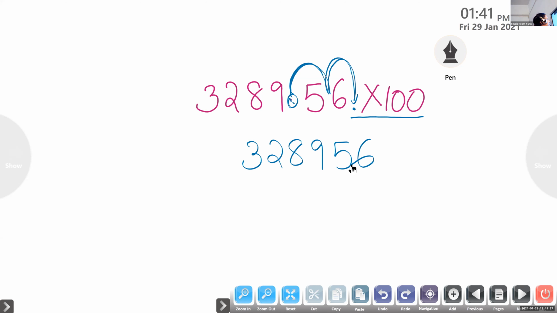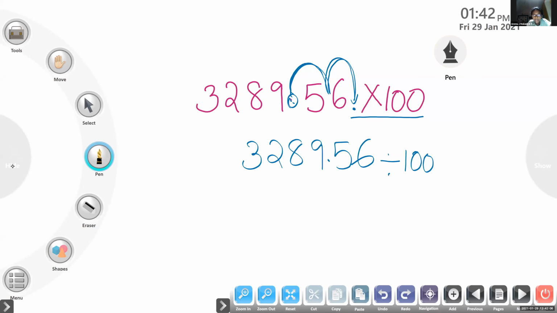So like the same question, 3289.56 when I divide by 100. Yes, Ammu, can you say? Divide by 100, what can I do? Ma'am, we should move the decimal point to the left. Left side. By how many digits? 2 digits. Yes, very good.